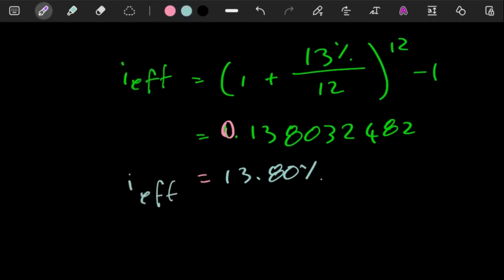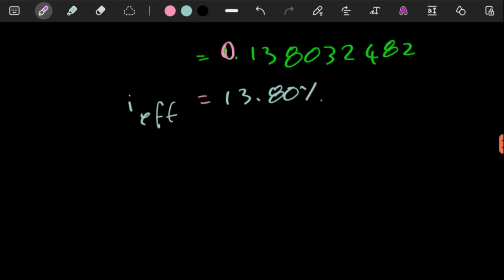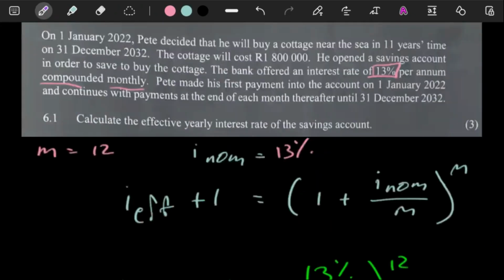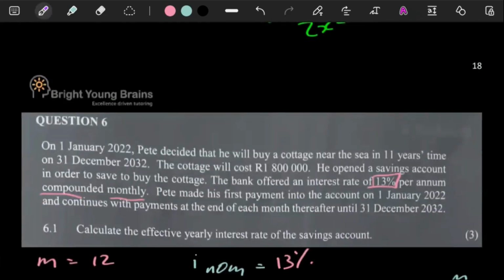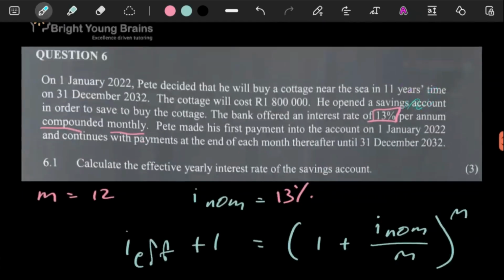And then the next thing is question 6.2, right? 6.2 says the following: calculate the monthly payment. So the monthly payment is not very crazy because it's just a normal one. There's nothing crazy about this question, but we have to be careful. It says in 11 years' time he opened a savings account, and the bank offered him this much.